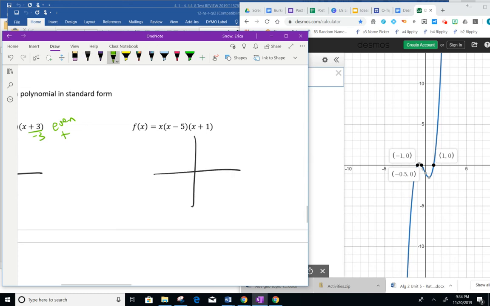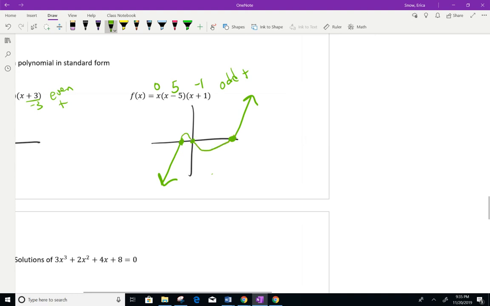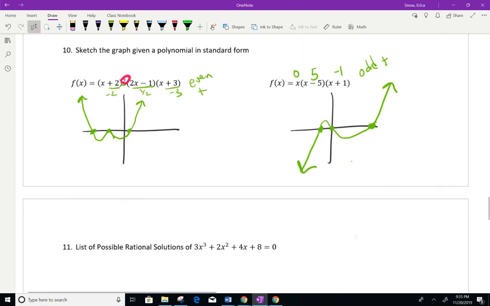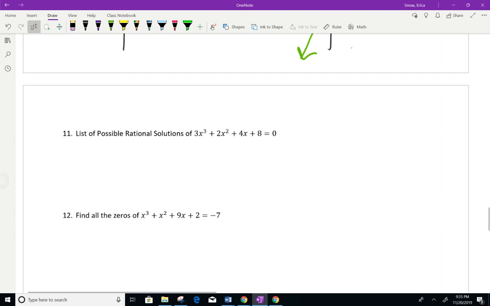We have a 0 at 5, a 0 at 0, and a 0 at -1. So there's my -1, there's my 0, and there's my 5. This is odd, and it's positive. So positive means that over here at the end, we're going up, and it's odd, so it means on this end, we're going the opposite direction. And on this one, we don't have any double roots. So that means that we're just going to pass through all of them. And there's your sketch. So now for 11, we're listing all of our possible rational solutions.